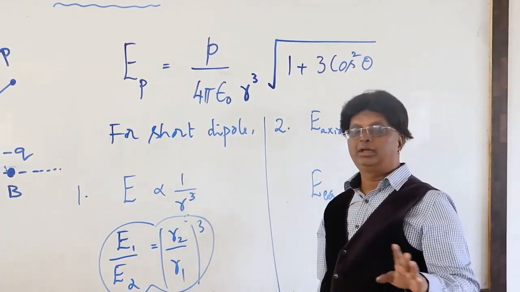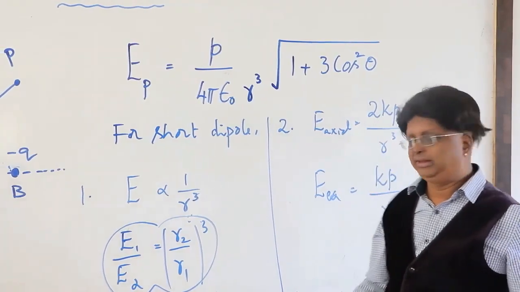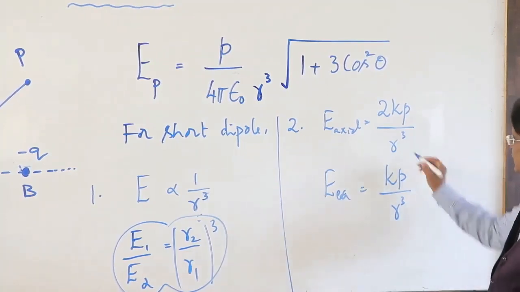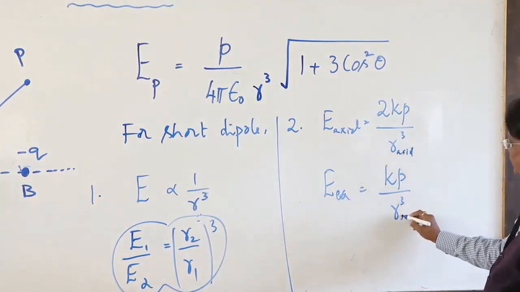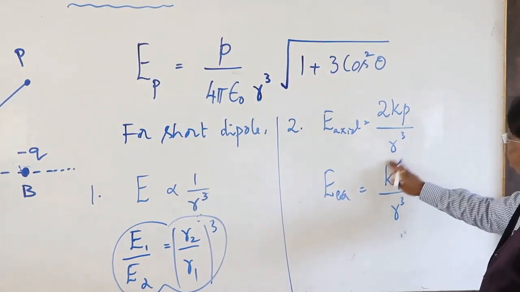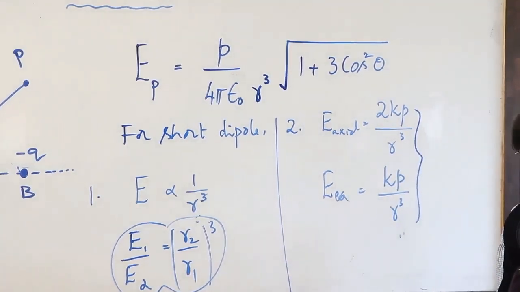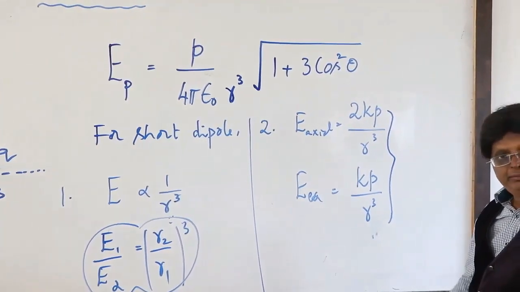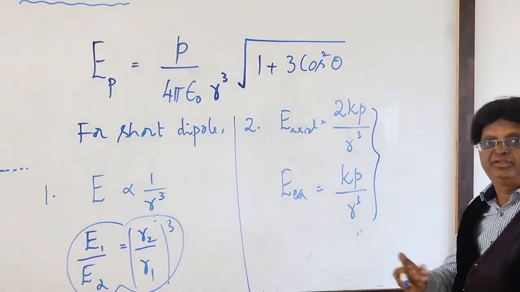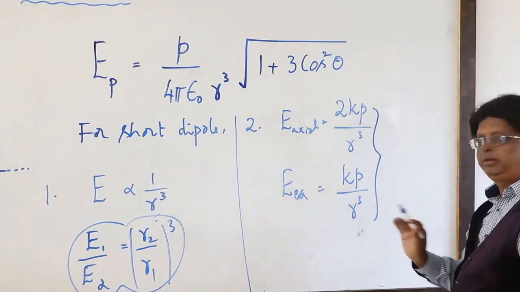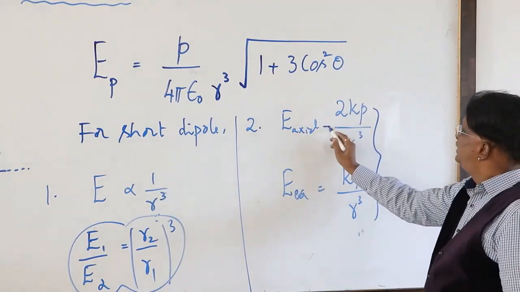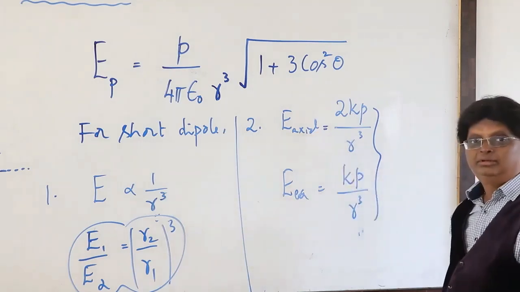Remember this E proportional to 1 by r cube for any point, not just equatorial or axial, any point. Now look at these two equations. What is it that we get? Supposing here r axial and this is r equatorial. Now from these two expressions, what can you see? Even before I tell you something, observe and focus on the small changes in the expression. Kp by r cube is a common term. Now when you look at these two, you have this number 2. Therefore, now I am writing.